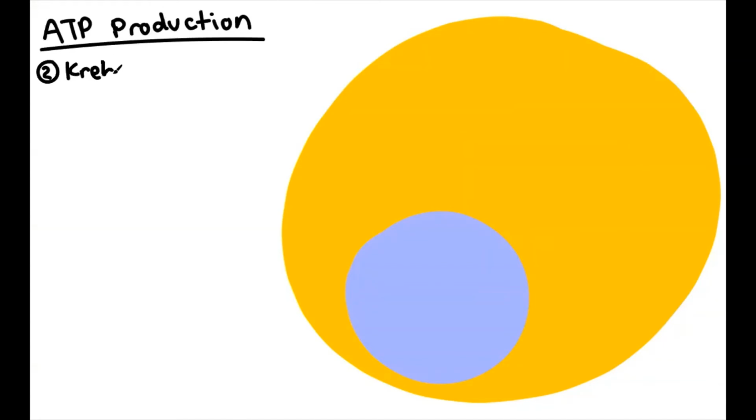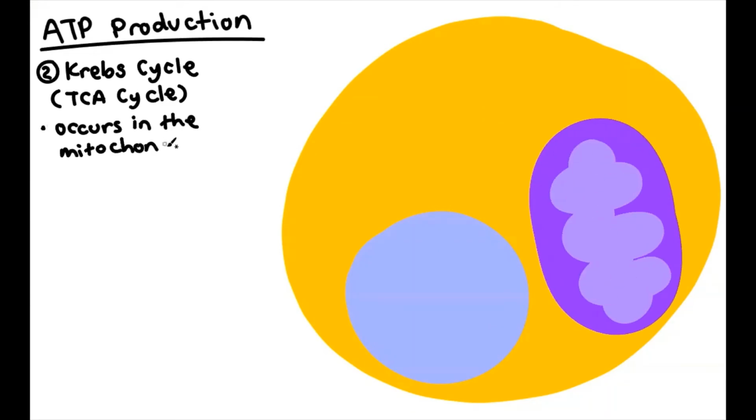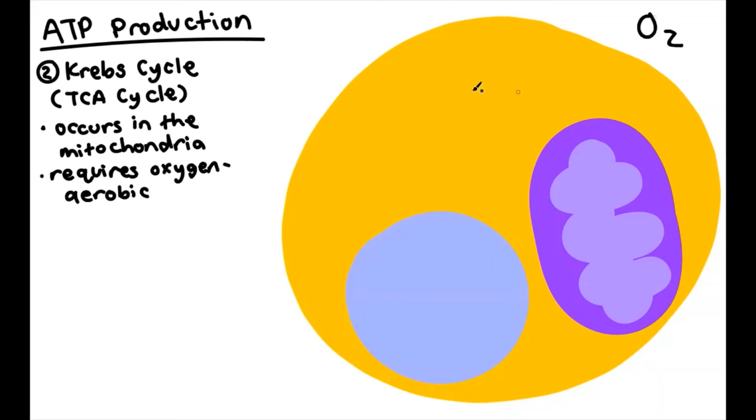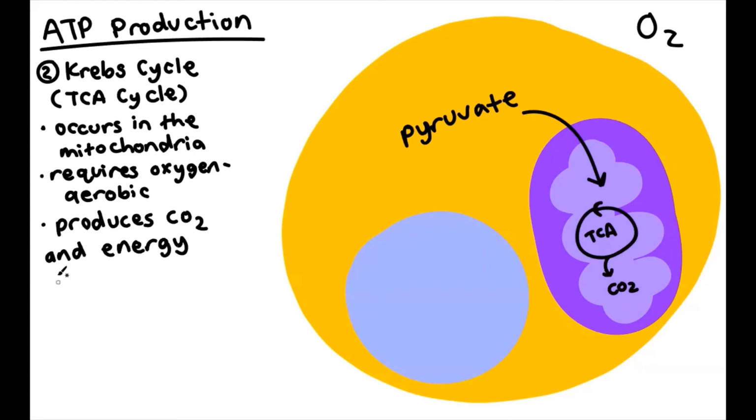The second method is called the Krebs cycle or TCA cycle. It takes place in the mitochondria. Unlike glycolysis, it requires oxygen to keep going. When there is enough oxygen, the pyruvate that was made during glycolysis is taken to the mitochondria, where it is converted into another molecule to enter the TCA cycle. During this process, a few things are produced, including carbon dioxide. It also produces what we can call energy equivalents.